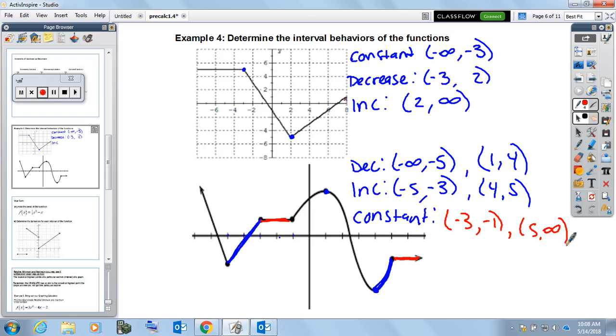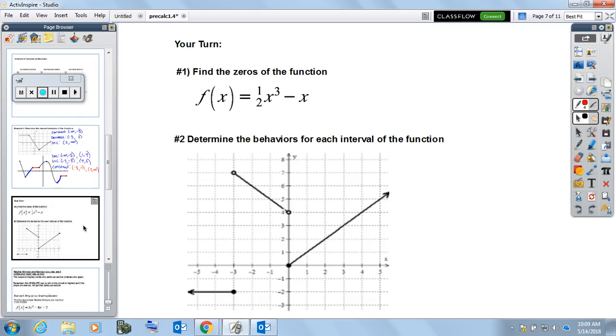All right, ladies and gentlemen, so that's kind of just recapping a little bit what it means to be increasing and decreasing over certain intervals. Do me a favor, give this a shot on your own. One talks about our discussion about the zeros from last video, and then this bottom one, of course, is determine the behaviors for each of the intervals of the function in the bottom graph.